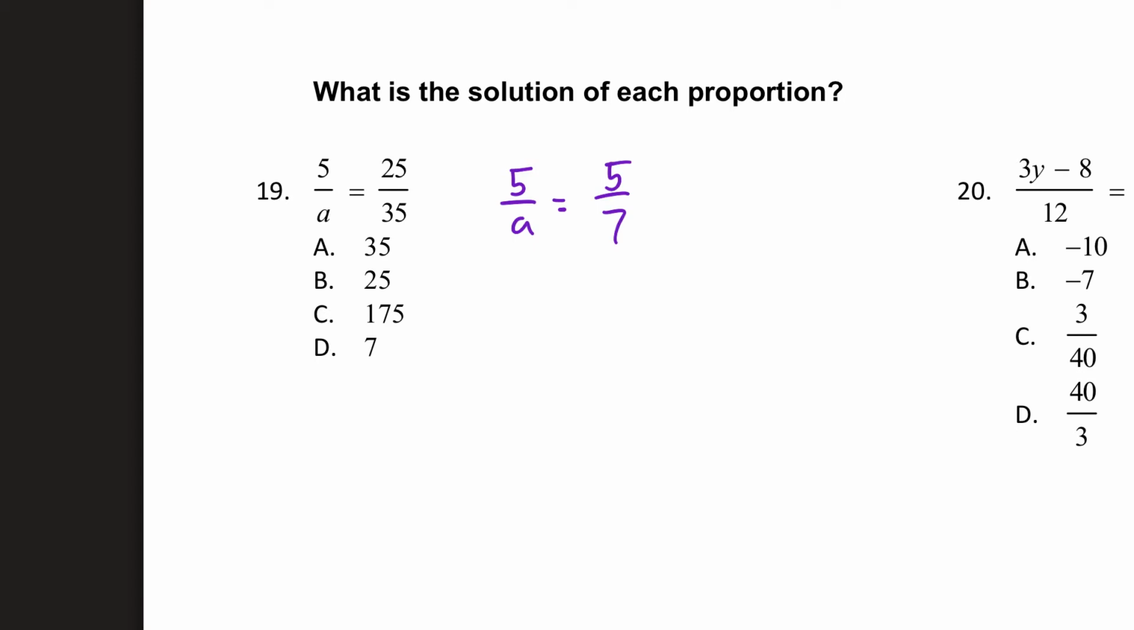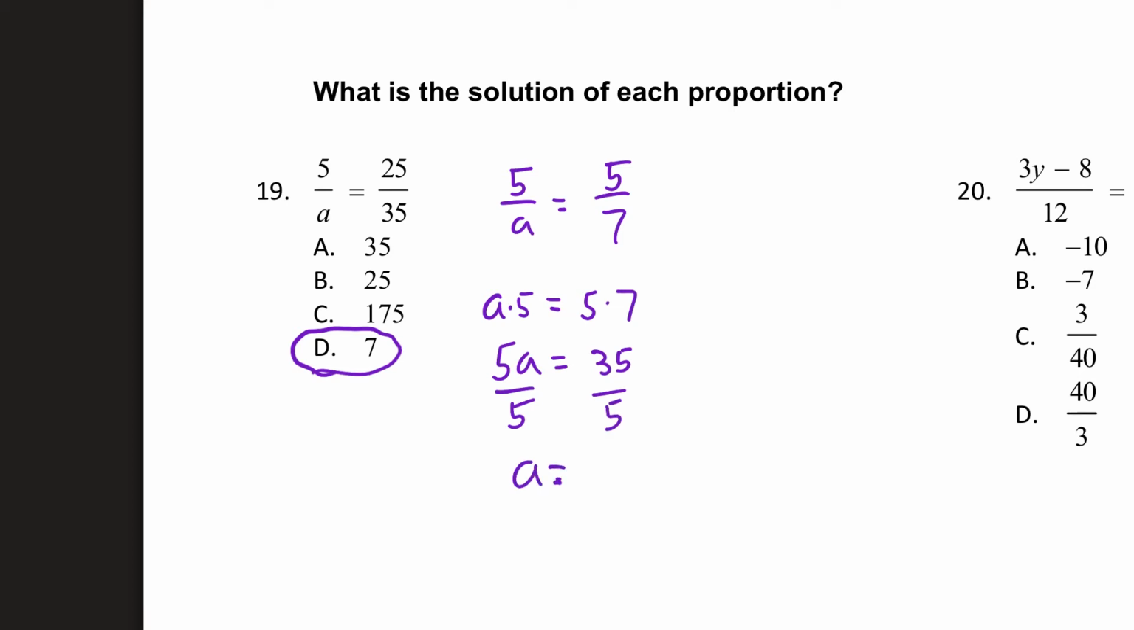Now, if 5 over A equals 5 over 7, wouldn't A have to be 7? And if you're really unsure about that, you're like, well, yeah, that looks like it's right, but I'm not too sure, you could always cross-multiply at this step. You could take the A and multiply it by 5, A times 5, and set that equal to 5 times 7. And 5A would equal 35. And divide both sides by 5. And once again, you would arrive at A equals 7.